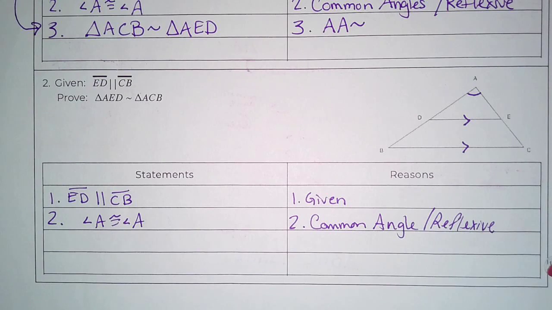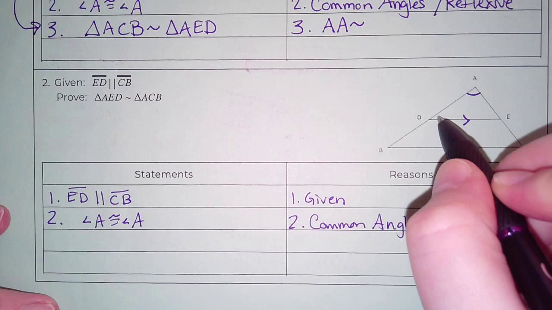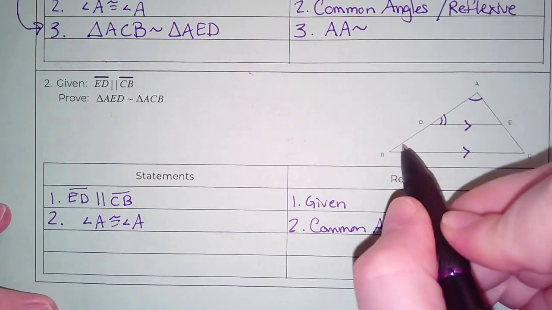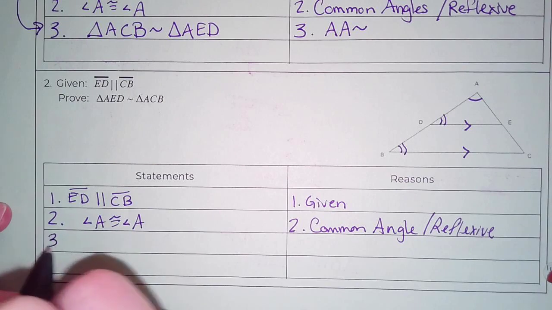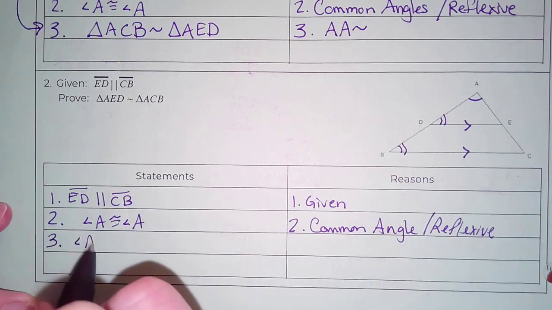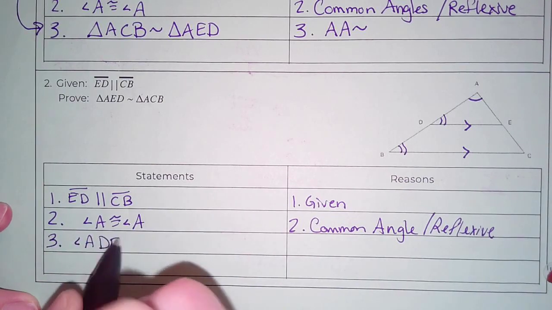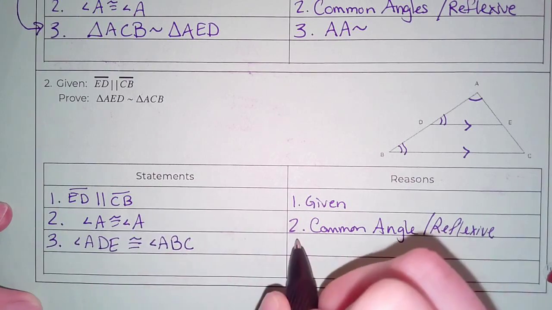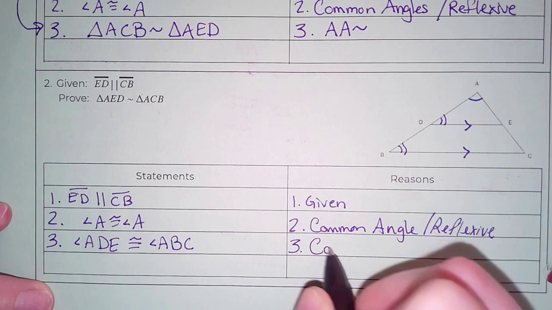Next step? Okay, Grace? Okay, great. Corresponding angles. Which angles do you have? I chose B and D. Okay, so I'm going to use 3 letters just because angle D here, it could be this top half or this bottom half. So we'll have to use 3 letters for both. So we'll say angle ADE is congruent to angle ABC. And Grace said corresponding angles. Absolutely.